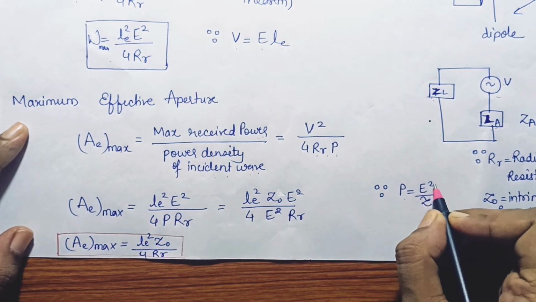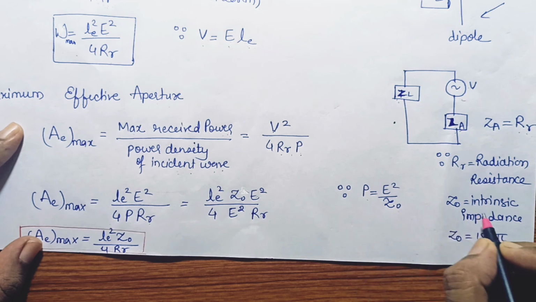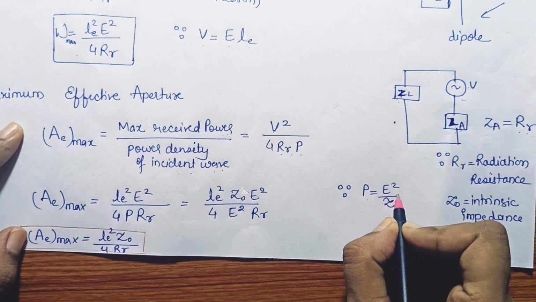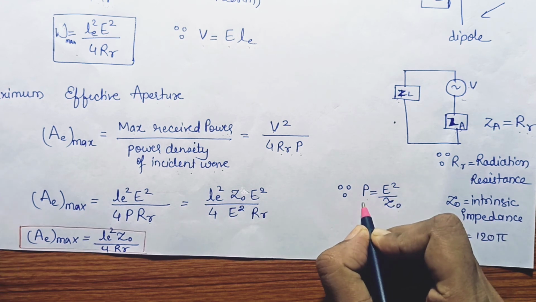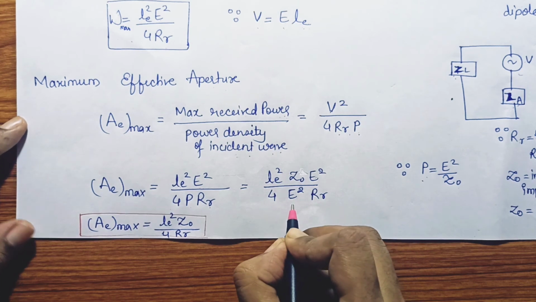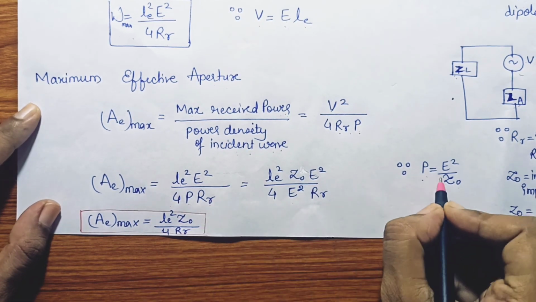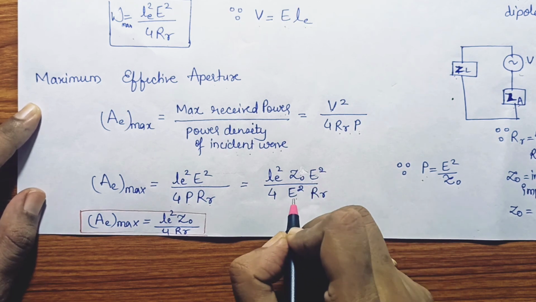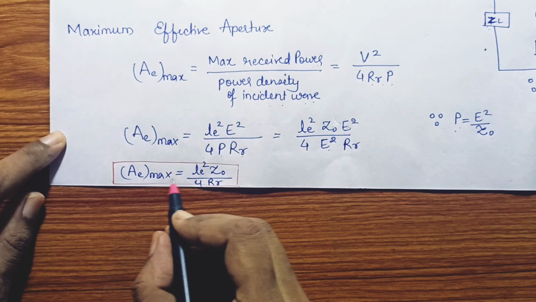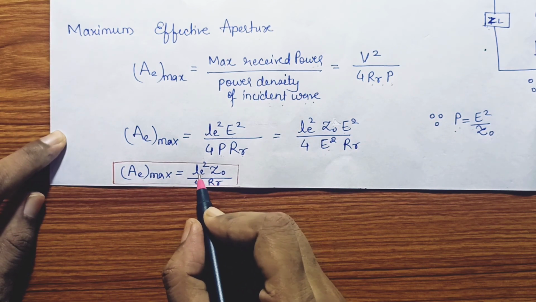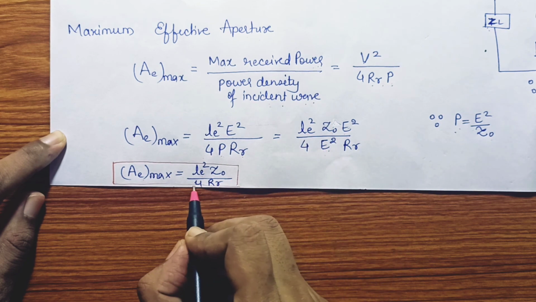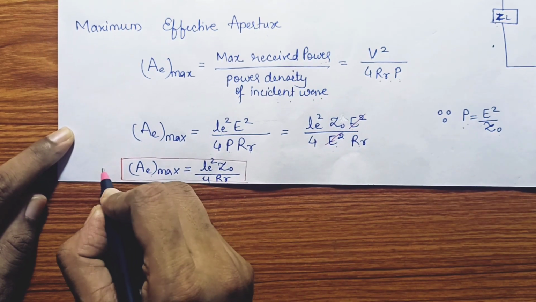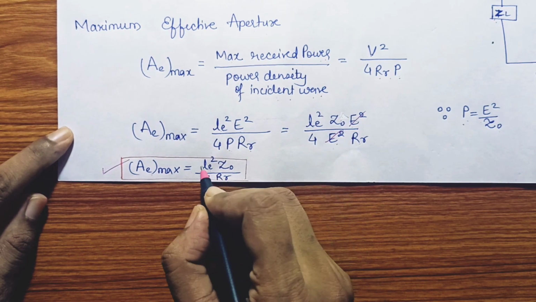Then P is equal to E square by Z0, where Z0 is the intrinsic impedance that is equal to 120 pi, and E is our electric field intensity. So we put the value of P in this equation. We put this P value from this. So we get E square by Z0, and E square cancels, and we get the maximum effective aperture in terms of the effective length of an antenna. So L E square Z0 upon 4 RR. So these two terms are cancelled. So this is our maximum effective aperture in terms of effective length.